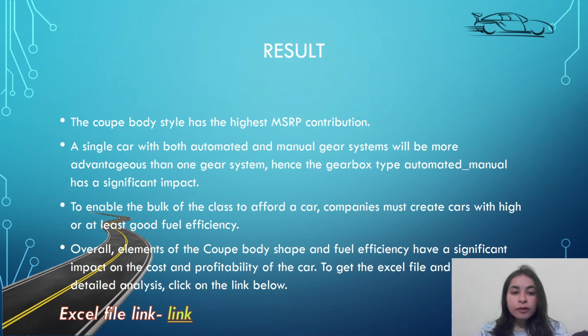Second, a single car with both automated and manual gear systems will give more advantage than one gear system. Hence, the gearbox type automated manual has a significant impact. Next, to enable the bulk of the class to afford a car, companies must create cars with high or at least good fuel efficiency. As we can see, as the fuel efficiency increases, the popularity increases, the price increases. So to maintain that demand, the manufacturer has to do that.